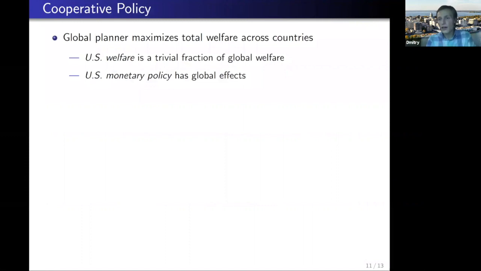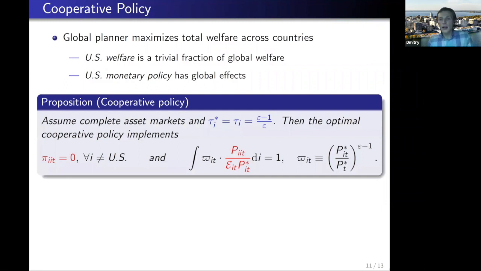And finally, so far I talked about optimal non-cooperative policy. So let me now talk about the optimal cooperative policy. The key observation here is that even though the US is an infinitely small economy, its monetary policy has global consequences. So what the global planner will do, it will use this monetary instrument to maximize the welfare of other countries and effectively will ignore the welfare of the US, as it is just one point in this interval with a continuum of economies. Right? And so what we show is, interestingly, it turns out that the monetary policy of non-US economies doesn't change relative to the non-cooperative case.